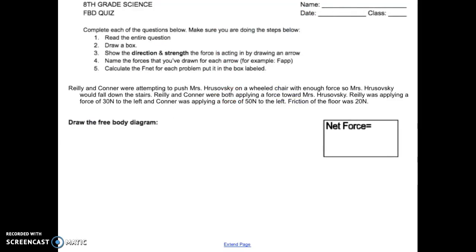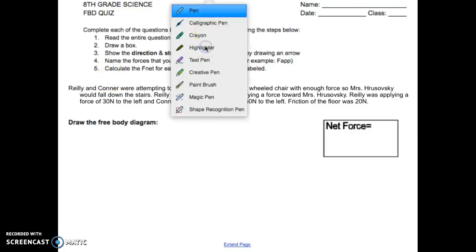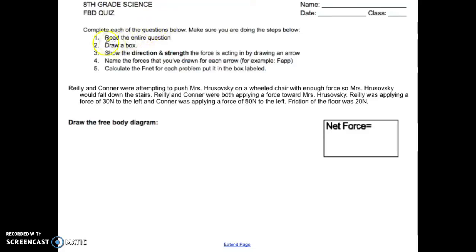Here's what the quiz looked like last year, just so that you can get an idea. One of the things that I want you to pay attention to is that we really try to help you with reminding you of things you need to do. Really make sure that you're showing the direction and the strength of the force. So again, larger number, larger arrow or vector. Do not forget to name the forces. And then finally, you will calculate the net force over in this box.